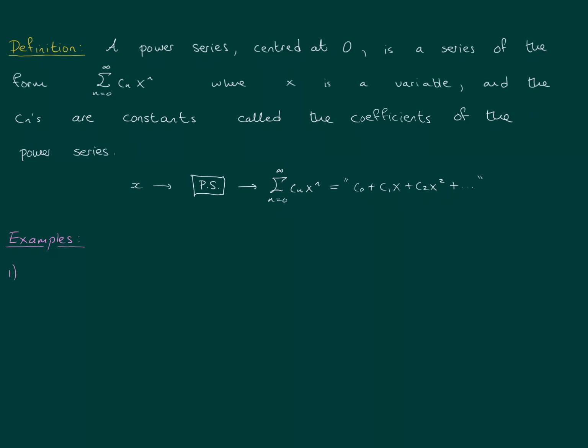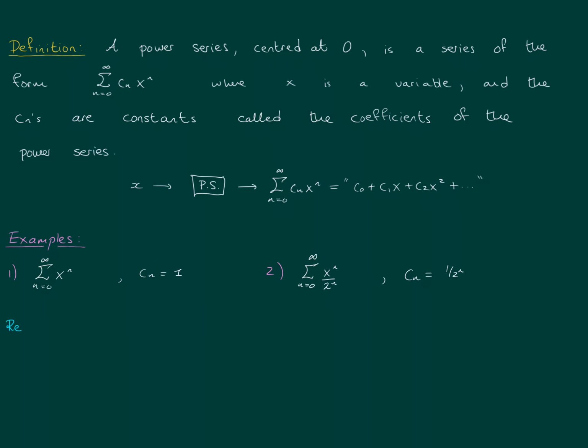Firstly, the sum of x to the n, n equals 0 to infinity. So here the Cn is just 1, because if we were to write this out, it would be 1 plus x plus x squared plus x cubed, so the Cn's are all just 1. Second example, x to the n over 2 to the n, going from 0 to infinity. And we can see again here that Cn is 1 over 2 to the n.